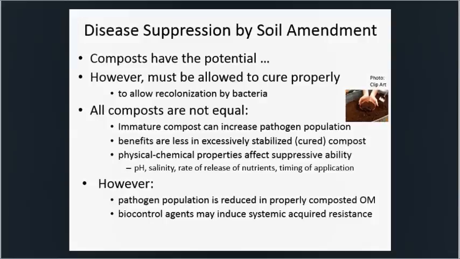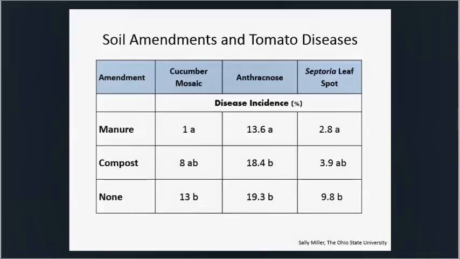Okay. And there is a slide here showing the ability of manure and compost to reduce the pathogen load due to cucumber mosaic virus as well as septoria leaf spot, but not in anthracnose. Not everything works as would be expected. But you can see there that manure did reduce the pathogen load quite a bit compared to compost, but both of them, where they worked, did work better than when neither was applied.